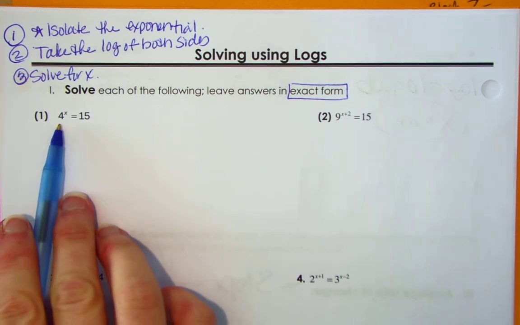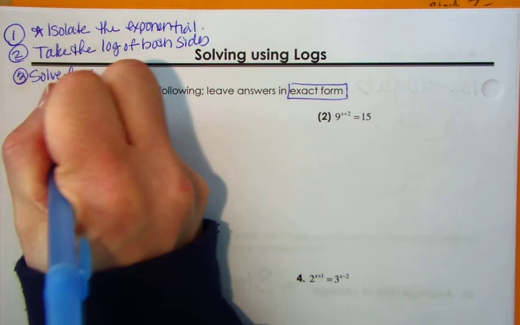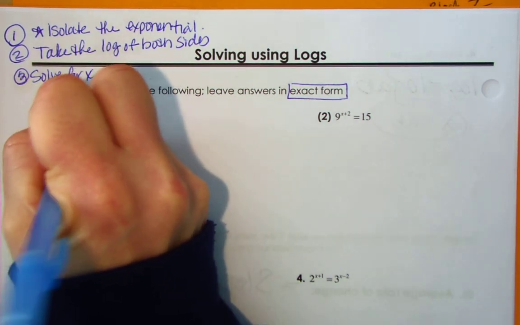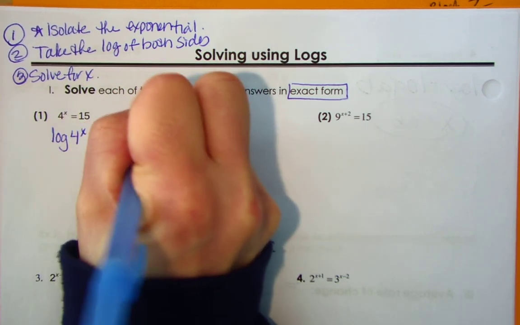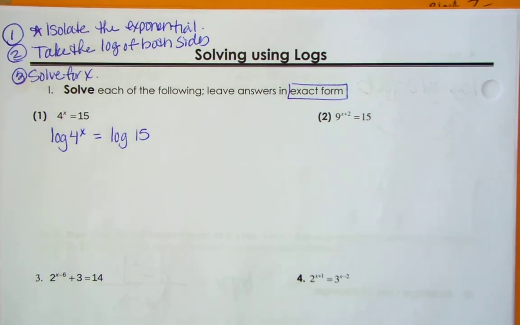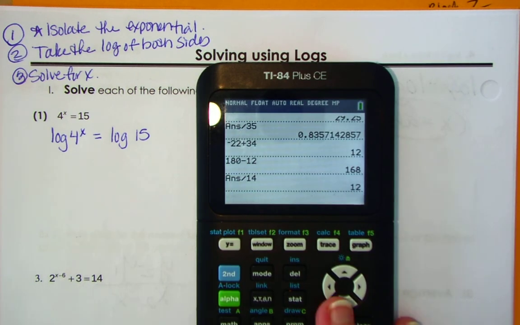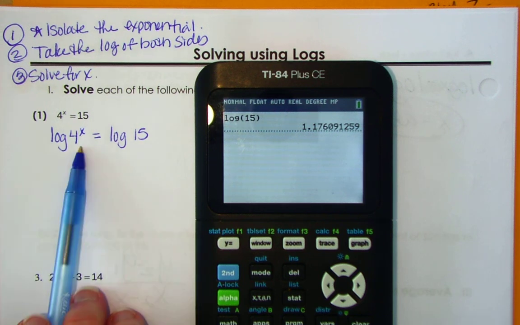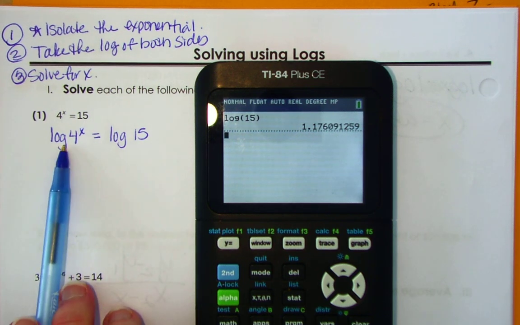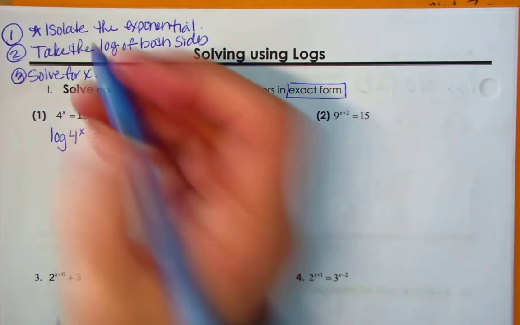We've isolated the exponential, or it's already isolated, so we're going to take the log of both sides. So it's the log of 4 to the x equals the log of 15. Now remember, the log of 15 is a number. If I go to the calculator, log of 15, it's a number. Now when it comes to 4 to the x, we don't know what the x is, so we can't do the log of 4 to whatever that is. So we rewrite it using the power rule.